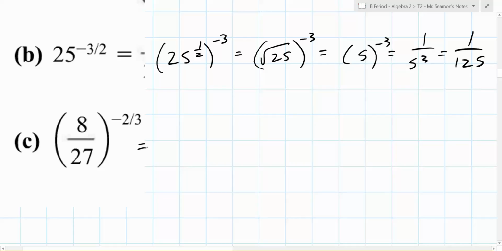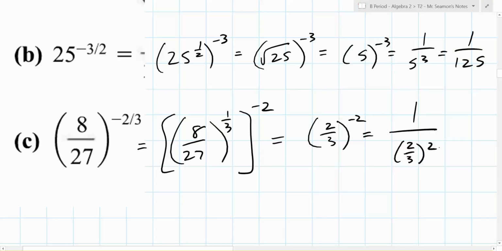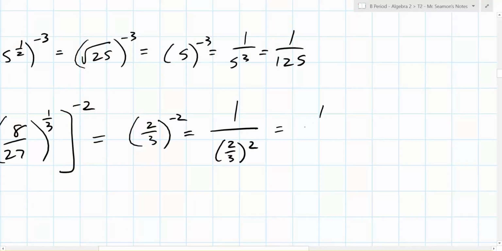Here, you got to be real careful about this. 8 over 27 to the 1/3, all to the what? Negative what? -2nd. So you have to cube root both things. What's the cube root of 8? 2. What's the cube root of 27? 3. To the -2. So what are you doing? You're doing 1 over this squared. What is that squared? 4 over 9. But if you're dividing by a fraction, it's the same as the reciprocal. So 9 over 4. Nice.